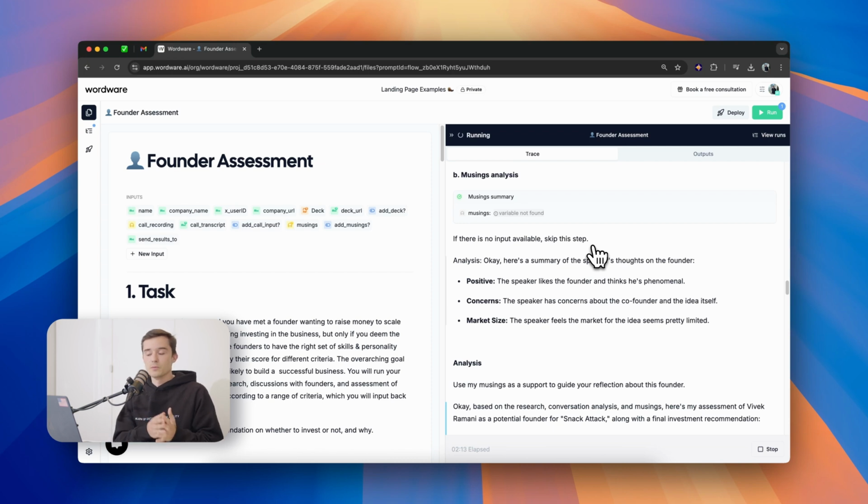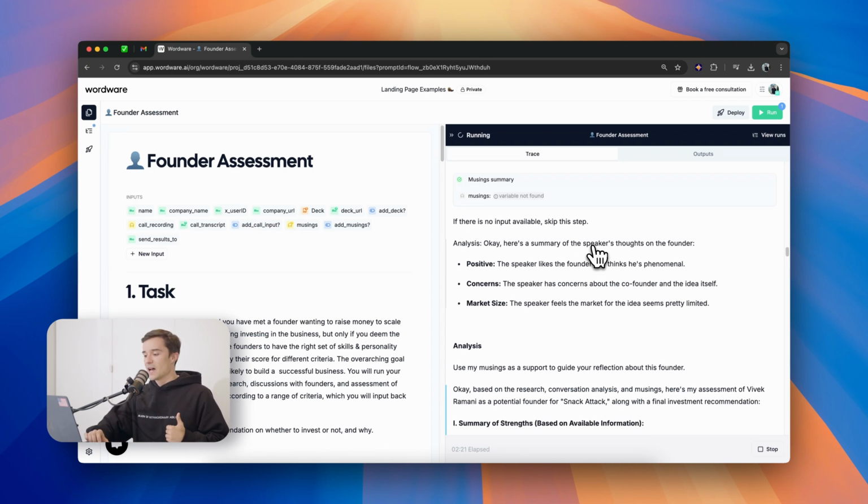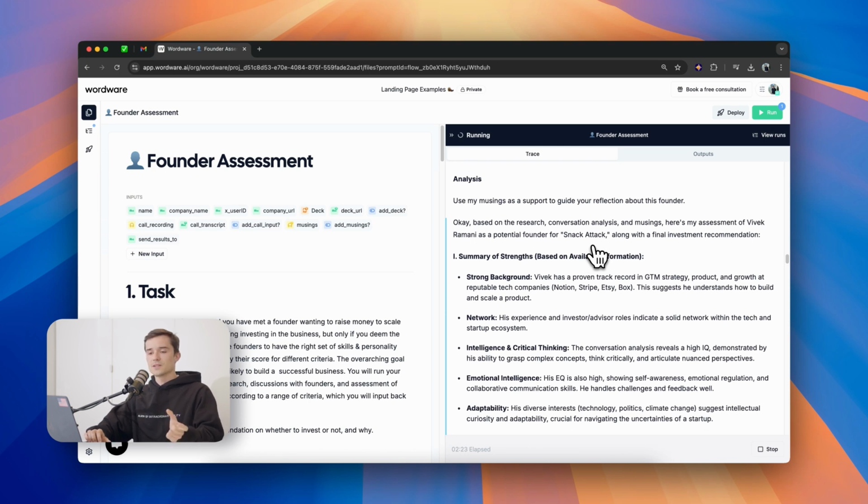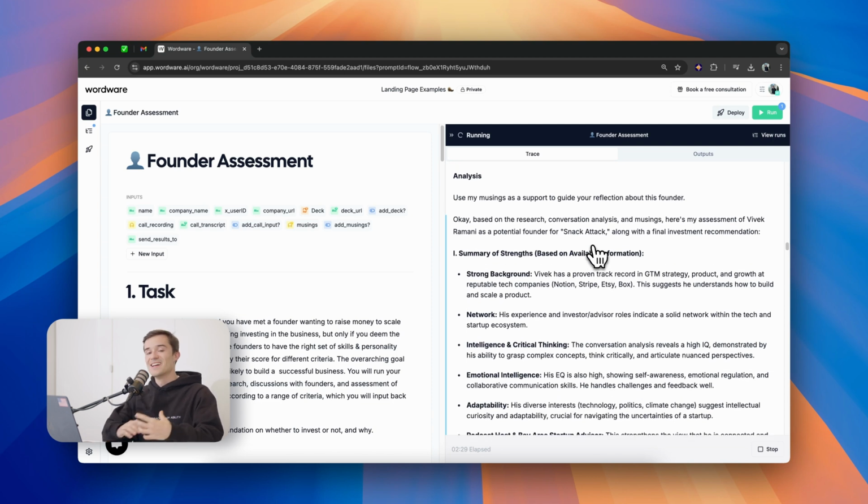Next up, we're looking at my musings. The app is taking into account my own thoughts about the founder, the idea, the markets, and it's using that to not necessarily inform its thinking, but at least inform the context. And we'll talk about that a bit more in a second. This is the beauty of Wordware, is you'll probably want to tweak the app to make it fit your own interpretation of who a good founder is and what a good opportunity looks like. And you can do so very easily just by essentially typing it out. This is the beauty of building AI agents with natural language programming.